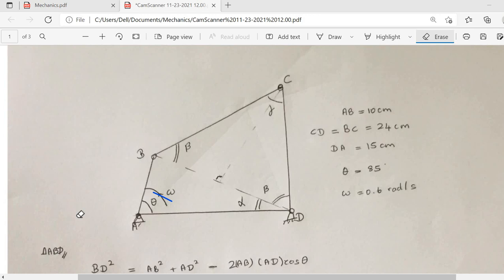We are going to give an input to AB for an angular velocity. Here they have mentioned that the angular velocity is 0.6 radians per second. So we are giving the input for the shortest link, so it would be the crank rocker mechanism. It will show the crank rocker mechanism. So that's a simple thing.